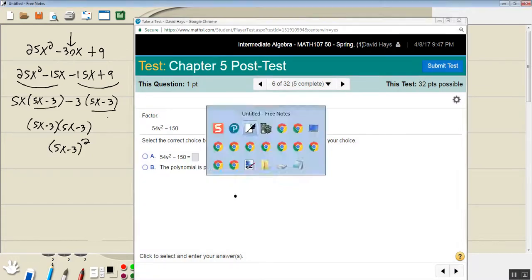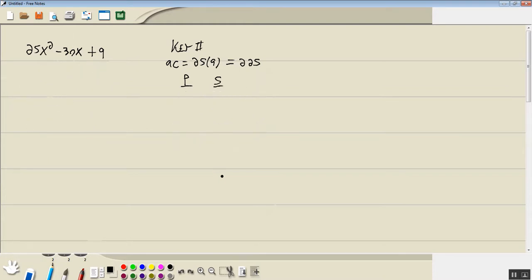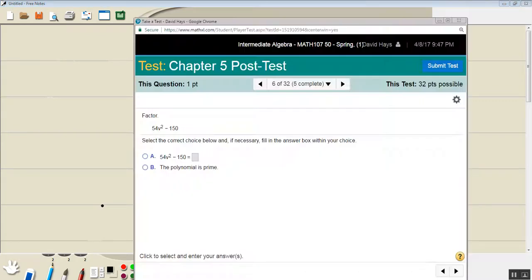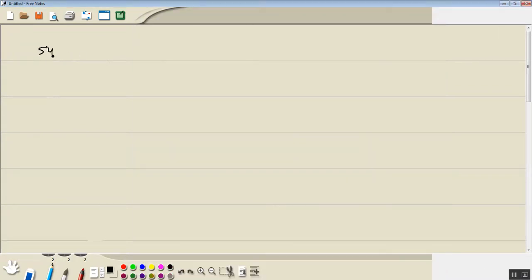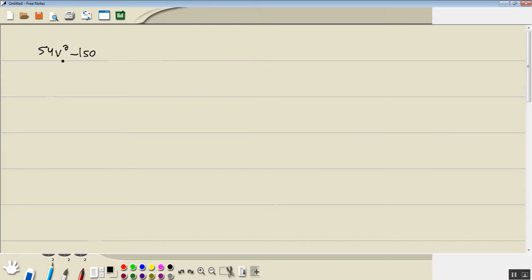Okay, I want to factor this. Let me clear this off. And we got 54v squared minus 150, and factor it. They're both at least divisible by 2. I feel like there's more than that because they're both also divisible by 3. 6. Okay, so my GCF will be 6.